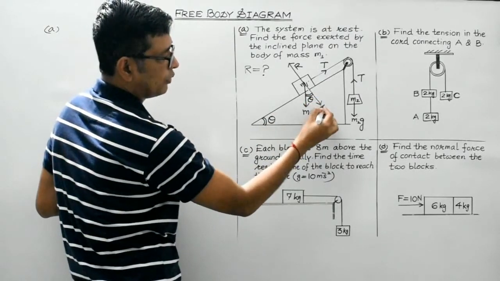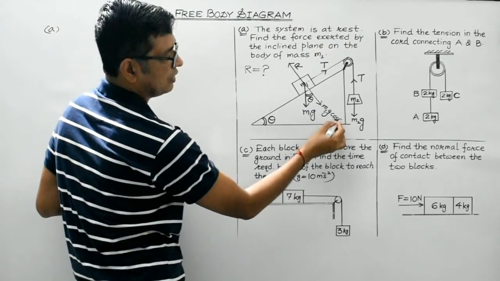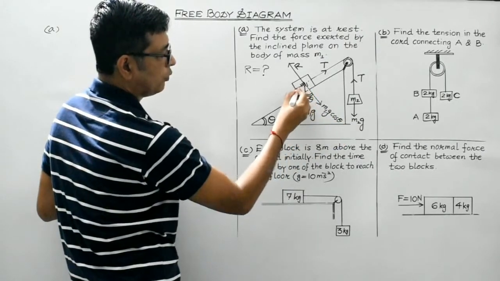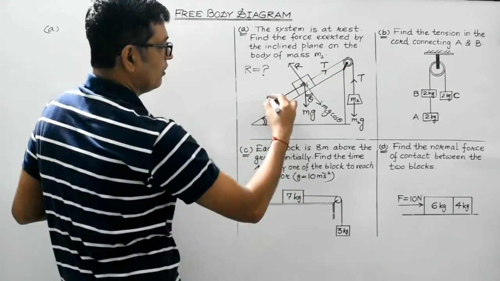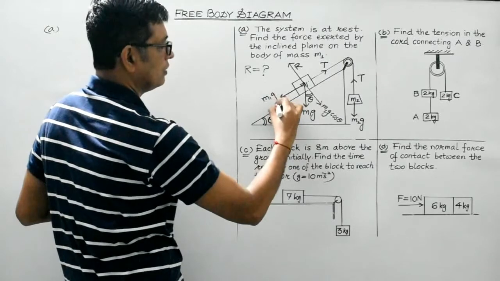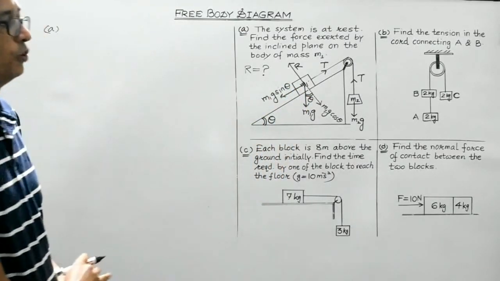So students, this component would be m1g cos theta, isn't it? While this component, the perpendicular component opposite to the direction of the tension, would be m1g sin theta. I hope it's clear.